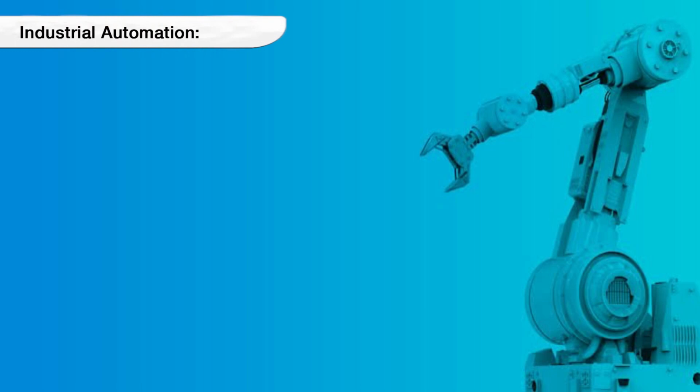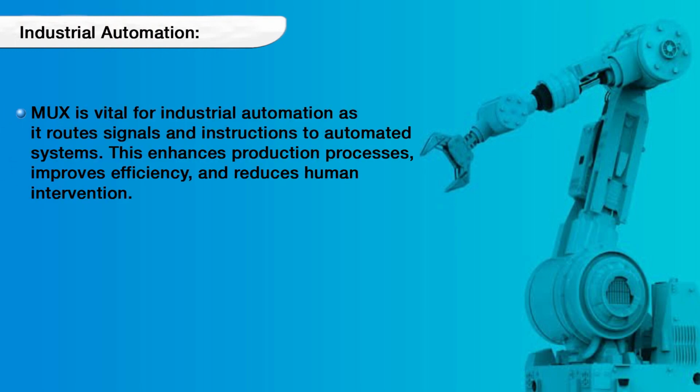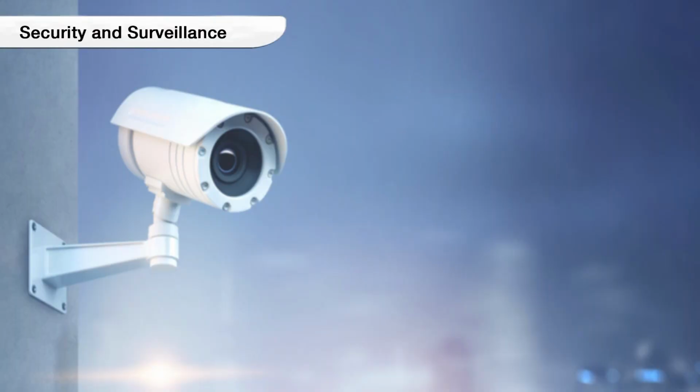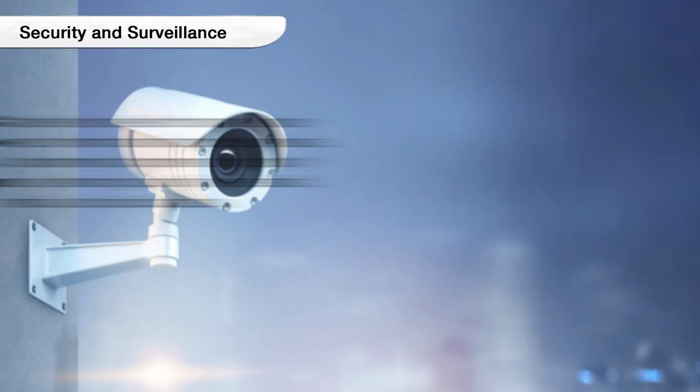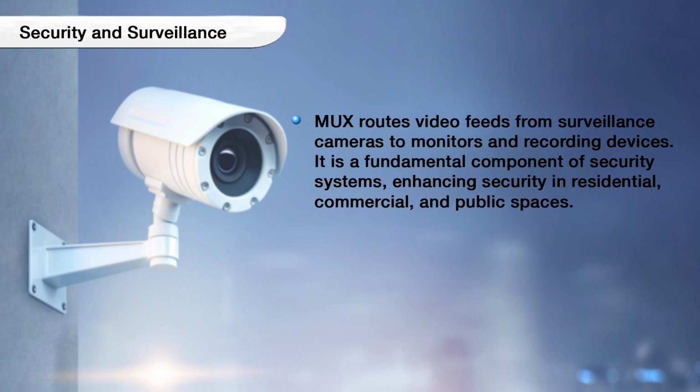It is used in industrial automation. MUX is vital for industrial automation as it routes signals and instructions to automate systems. It enhances production processes, improves efficiency and reduces human intervention. It is used in security and surveillance. MUX routes video feeds from surveillance cameras to monitors and recording devices. It is a fundamental component of security systems, enhancing security in residential, commercial and public spaces.